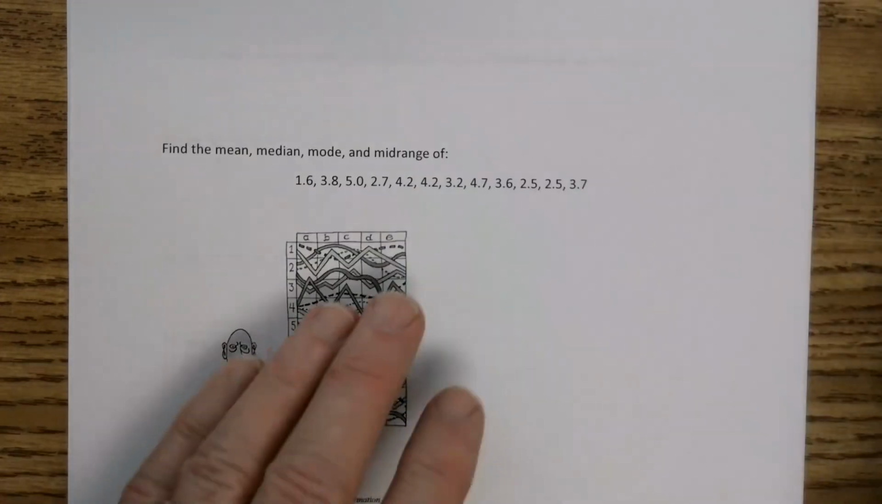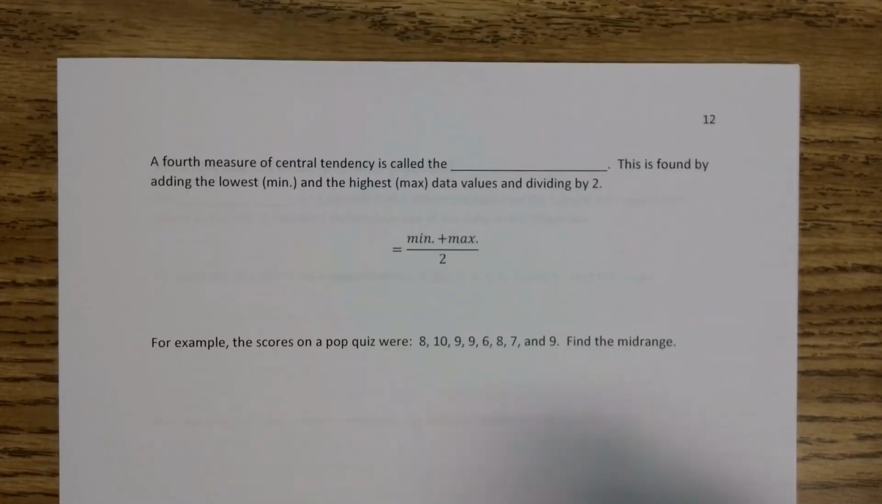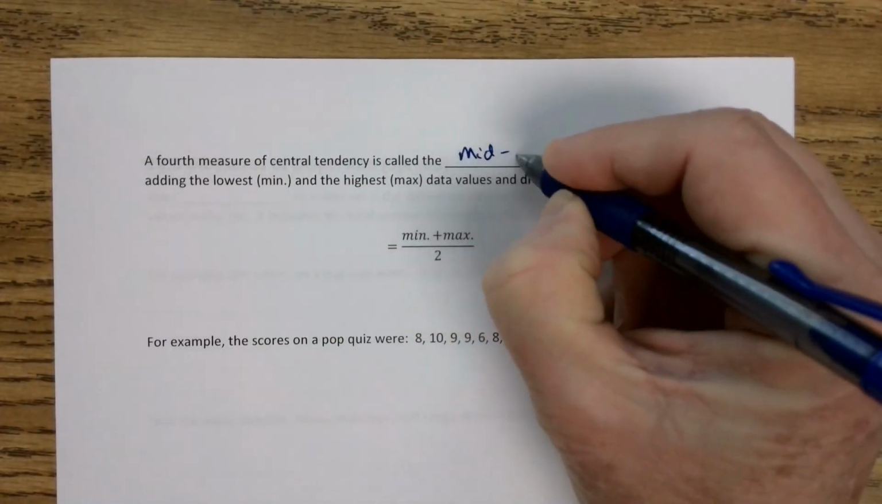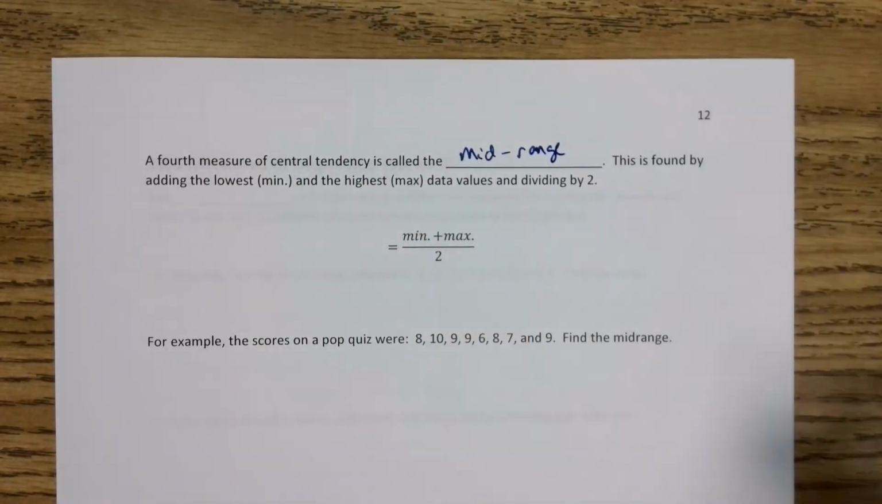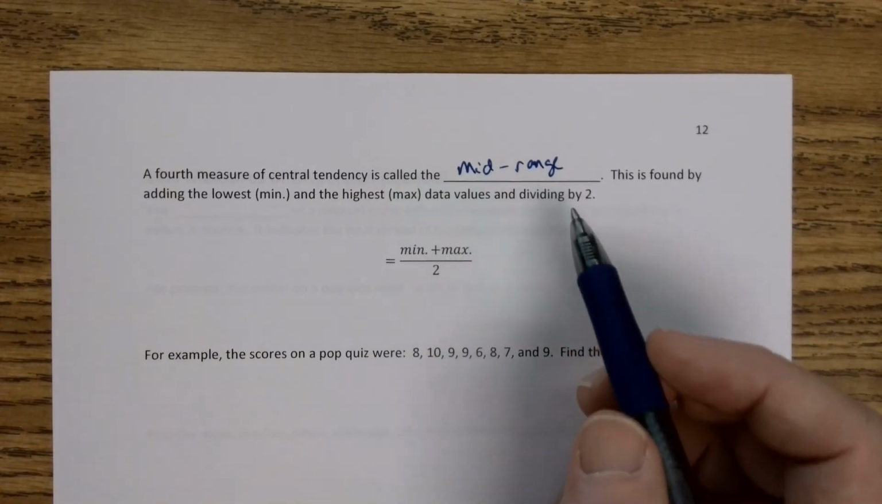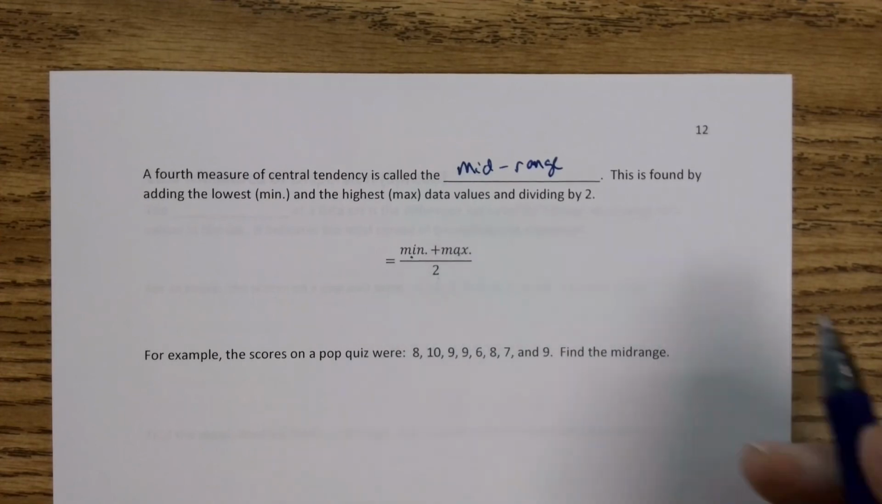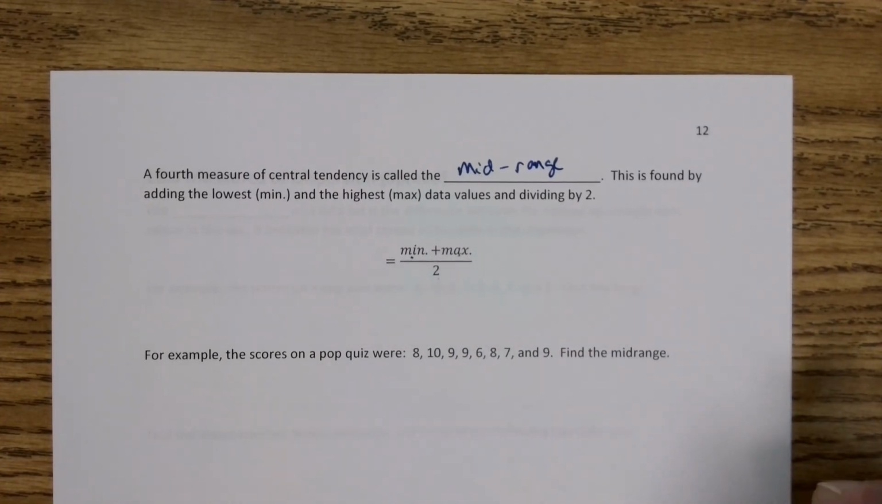Okay. And then this is something I had never heard of before I taught this class, but it's not that hard. It's just called the mid-range. Range is spread, and mid-range is exactly what it means. It means the middle of the range. So it's the minimum plus the maximum divided by 2. So you're basically averaging the oldest person and the youngest person, the tallest person and the shortest person. You're just going to average their heights.